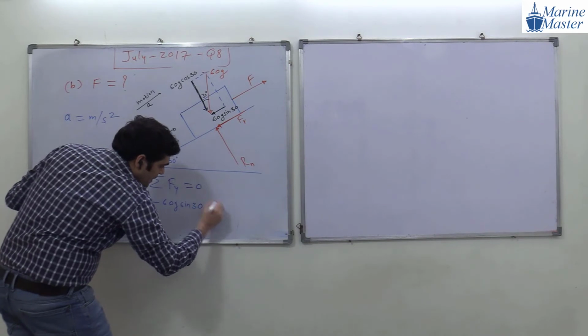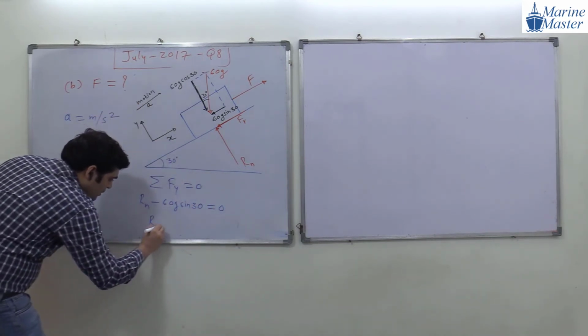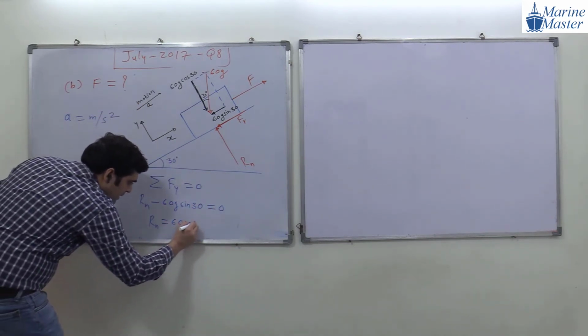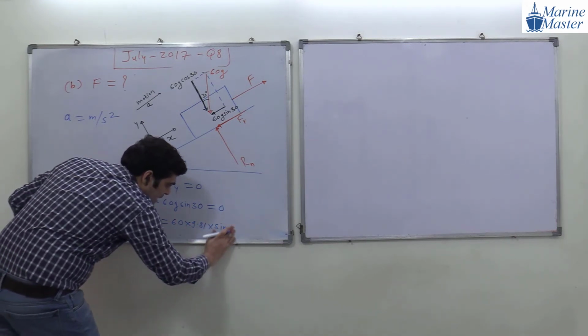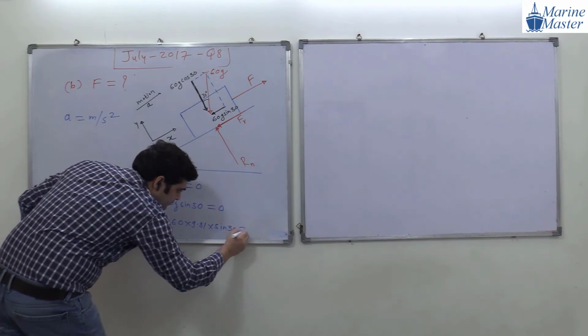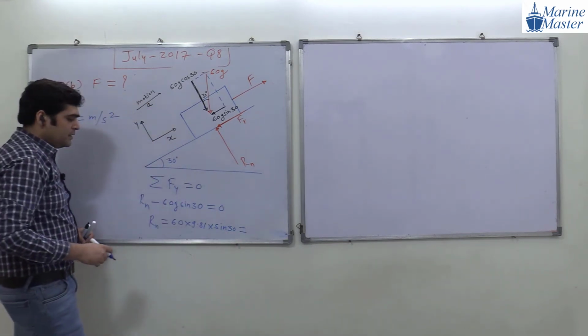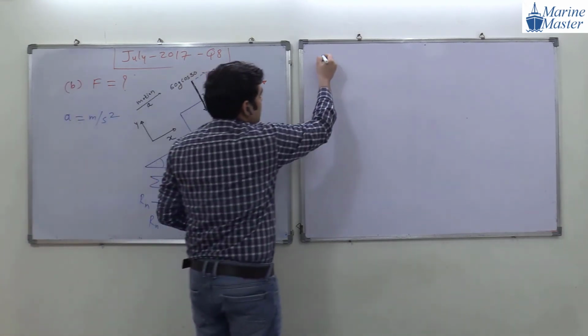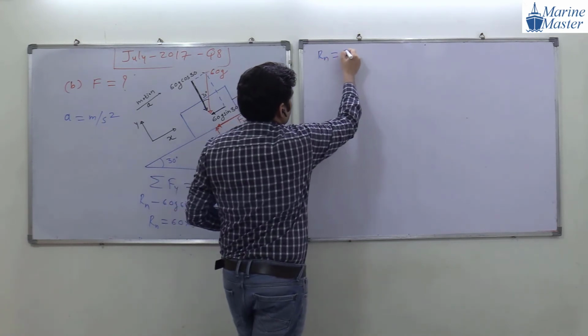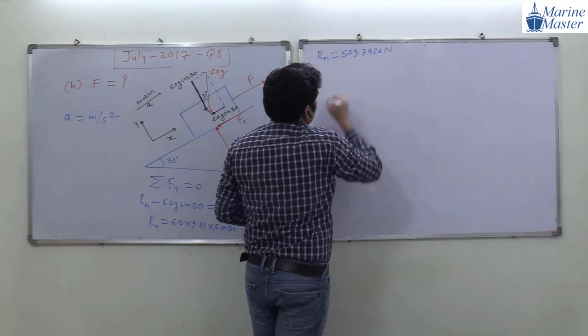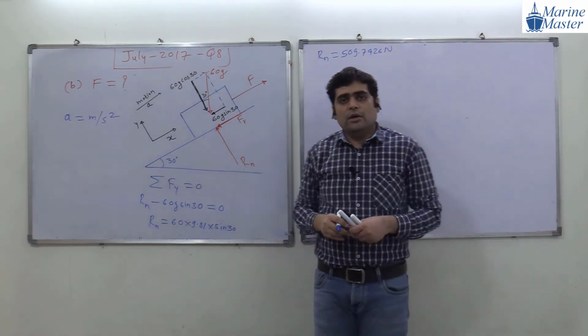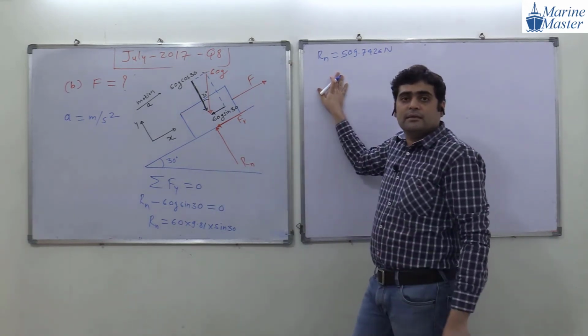Try to write down properly always. Then Rn will be equal to what? 60 multiplied by 9.81 into sine 30. How much answer? Same as the A part. Please, how much everyone? Tell me the answer of Rn. 509.7426 Newton. Check it, the answer in A part also. Did we get the same answer in A part?